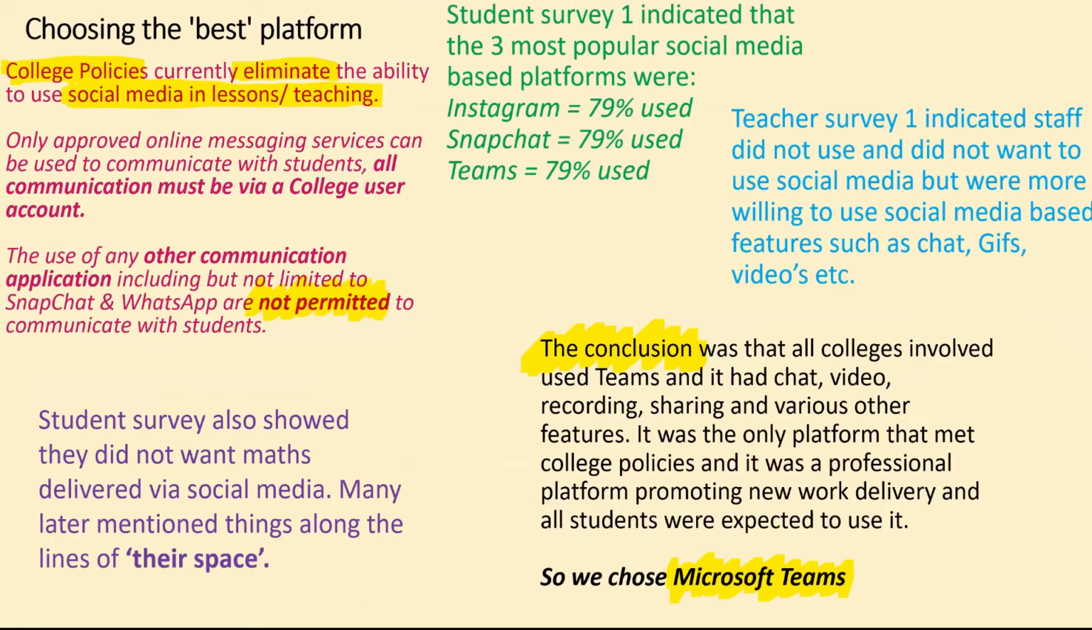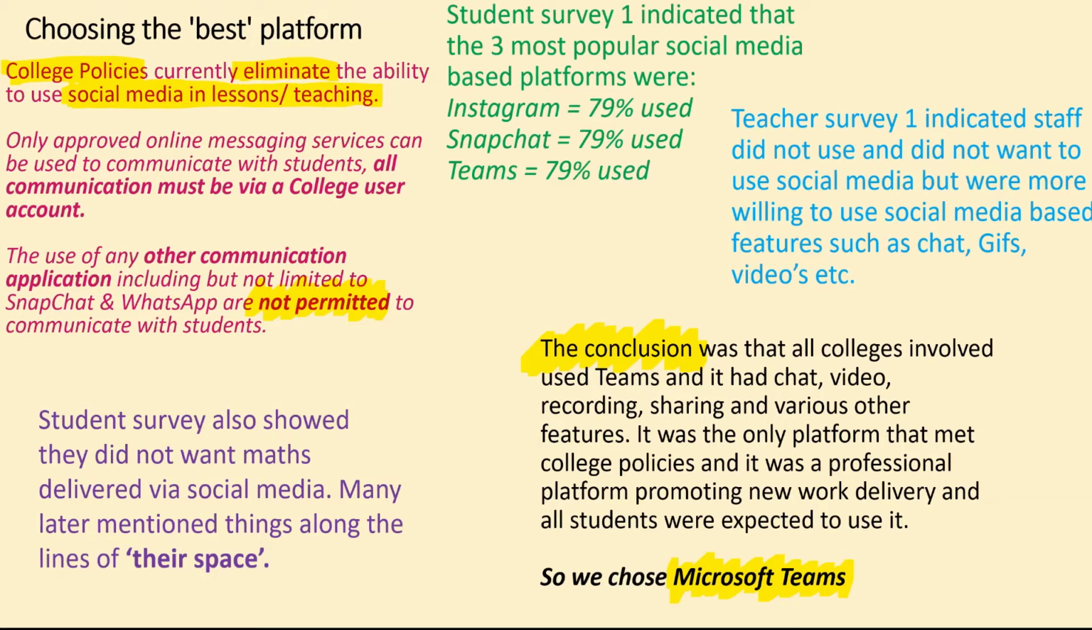In determining the most suitable platform, we looked at all the survey data. For some colleges, the college policy simply prohibited the use of social media. The student survey showed many had reservations about maths being on their social media platform. Equally, the teacher survey showed a reluctance from many staff to use social media in teaching. Therefore, the conclusion was that social media-based features and attributes could be used, but through the use of a college platform, which for all colleges involved was Microsoft Teams.